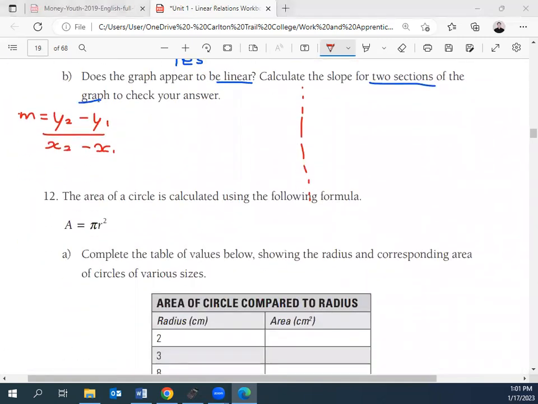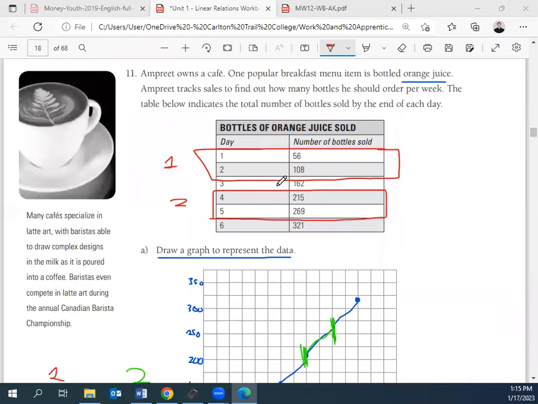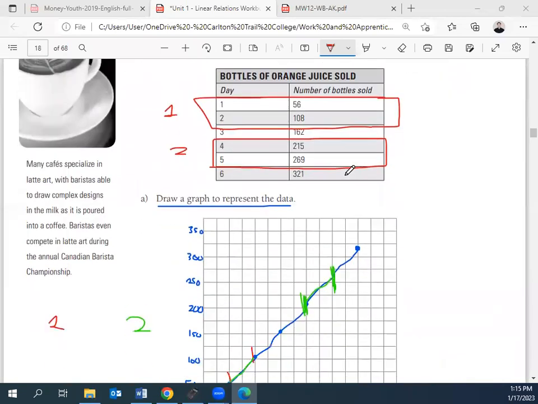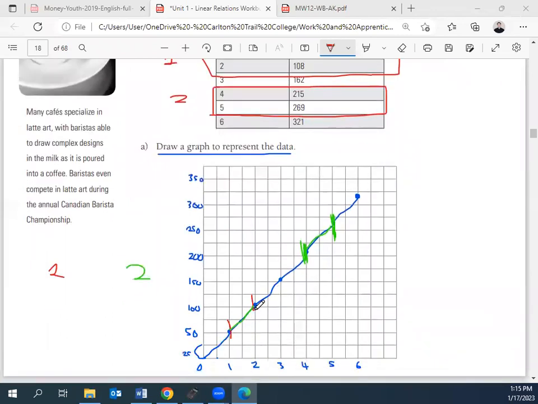Pause the recording. Okay, as a reminder, what we did was take a look at these 2 sections of our line, those 2 green sections that you can see right there, and we're checking to make sure those have the same slope. If those have the same slope, we have a straight line. If those slopes are different, it's not a straight line.